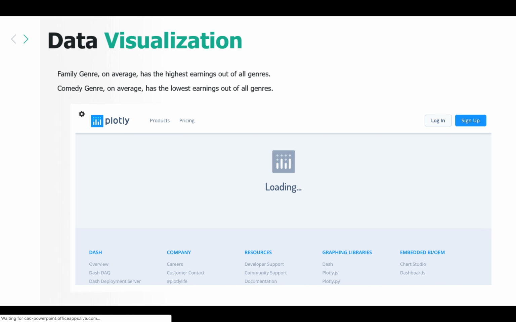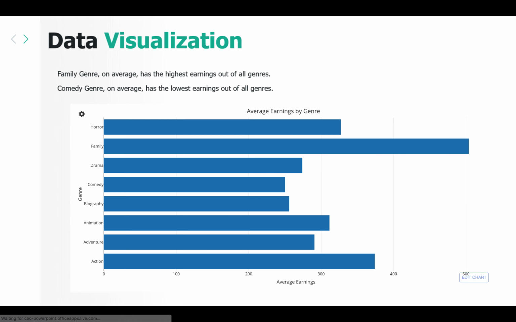So now drilling down to genres. The family genre on average has the highest earnings out of all the genres. So movies like Disney movies and everything that families enjoy. And on the other end of the scale is comedy movies. On average, these are the lowest ranked genres, and that could be from low budgets and producers wanting to get funny movies out there that don't mean much. So that could be a reason for low rankings on those.